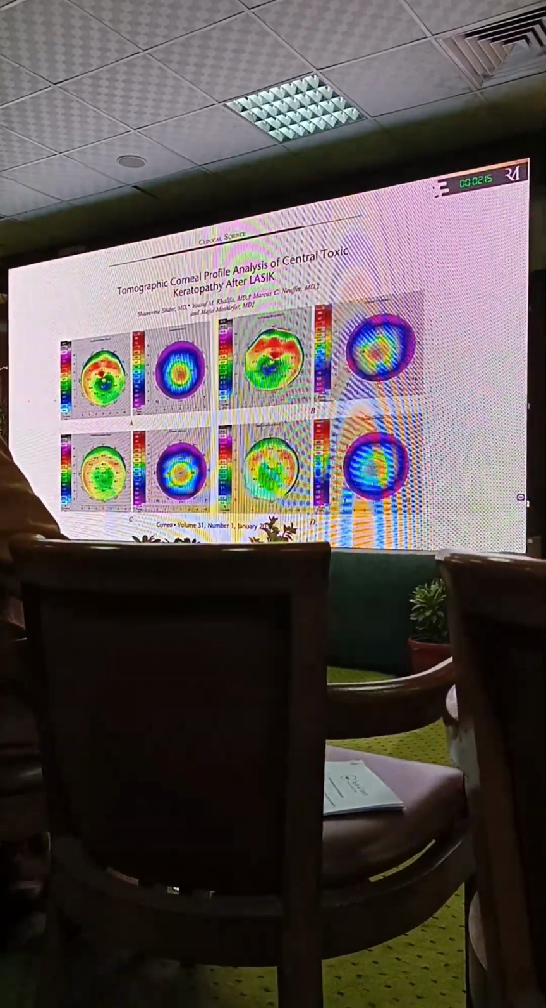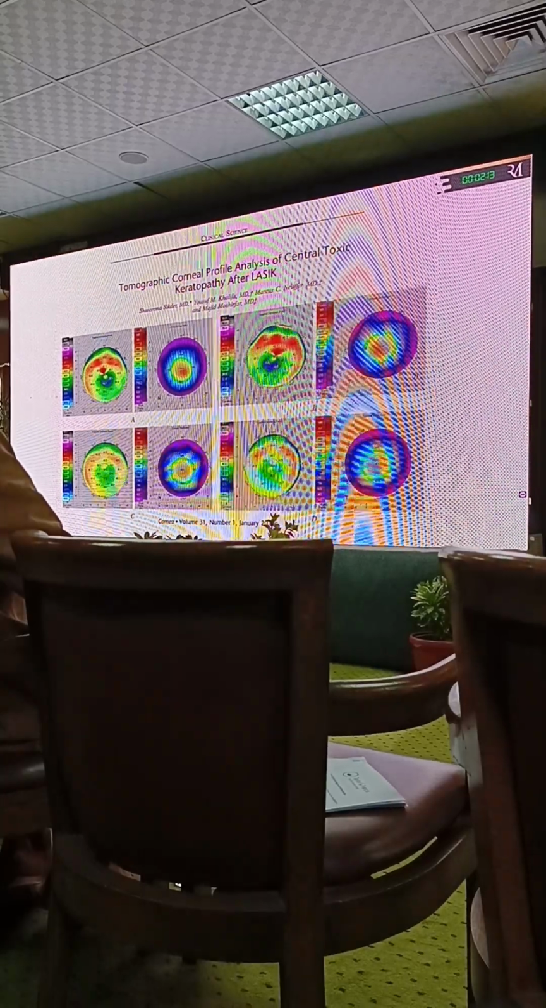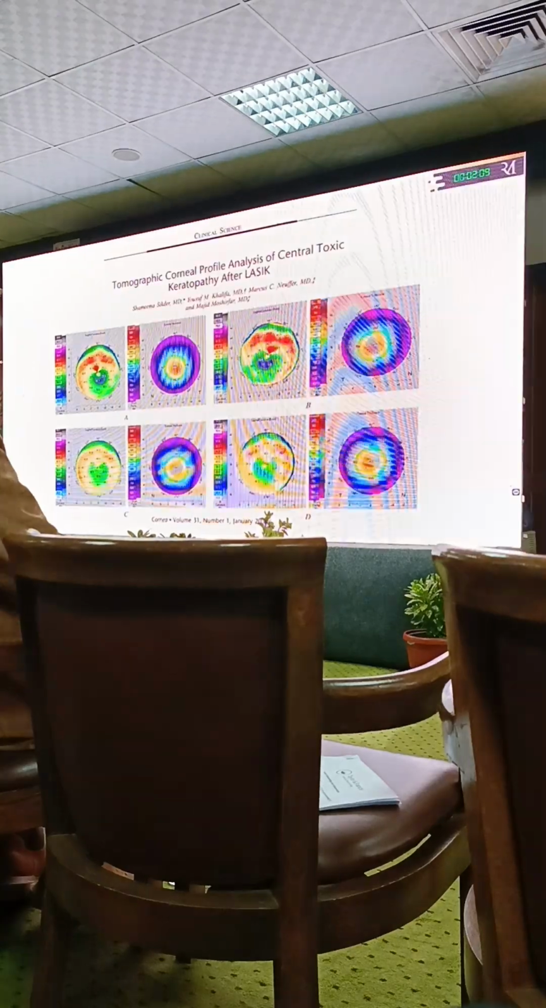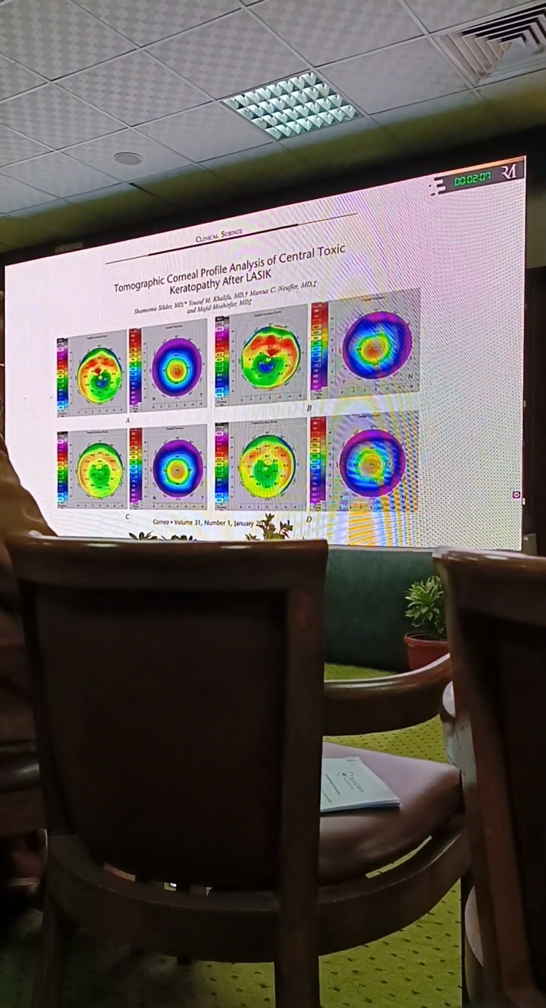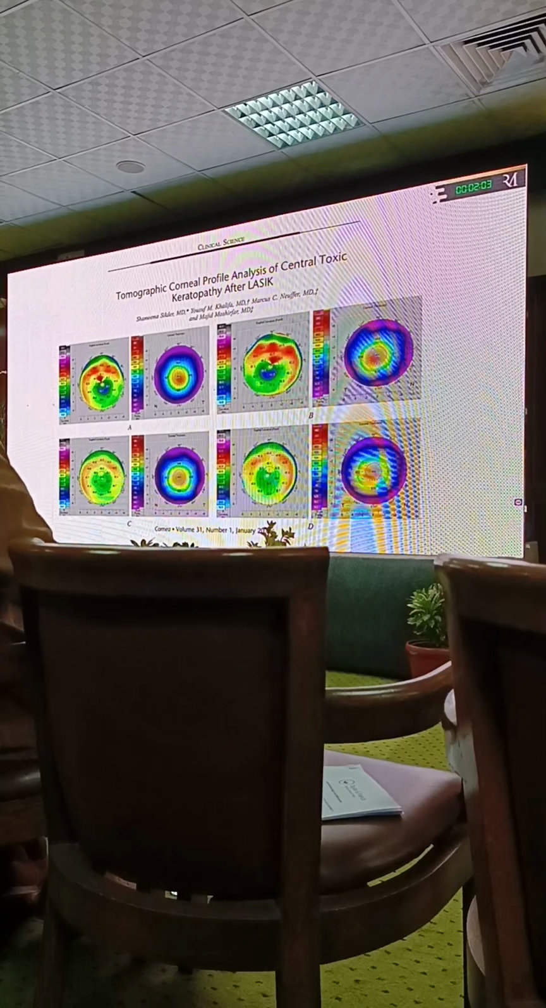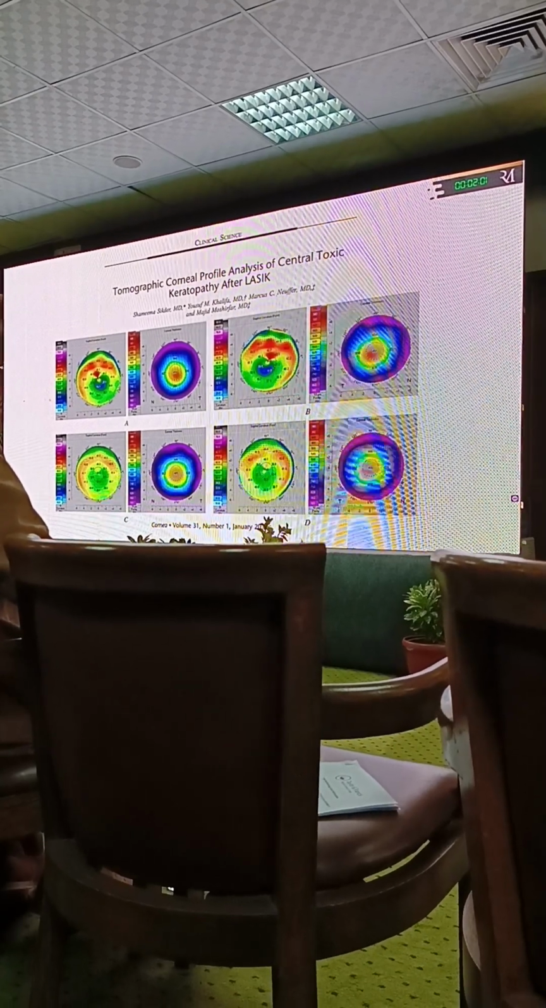In the early, there is marked flattening here in both eyes, in the right and left eye, and after some months, after a few months, the improvement in the corneal topography with decrease in the flattening of the cornea.